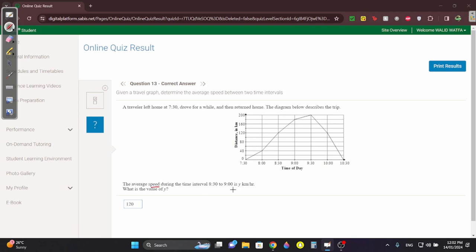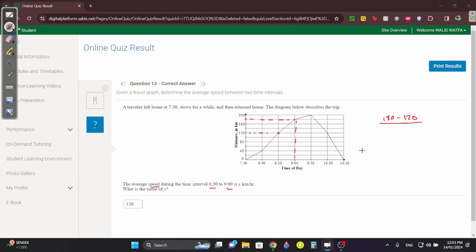Okay, they're saying what is the speed from 8:30 to 9? 8:30 is over here. You go up to 8:30. It's over here at 120. Okay, so 120. To 9. If I go up to 9, it's at between 160 and 200, so 180.